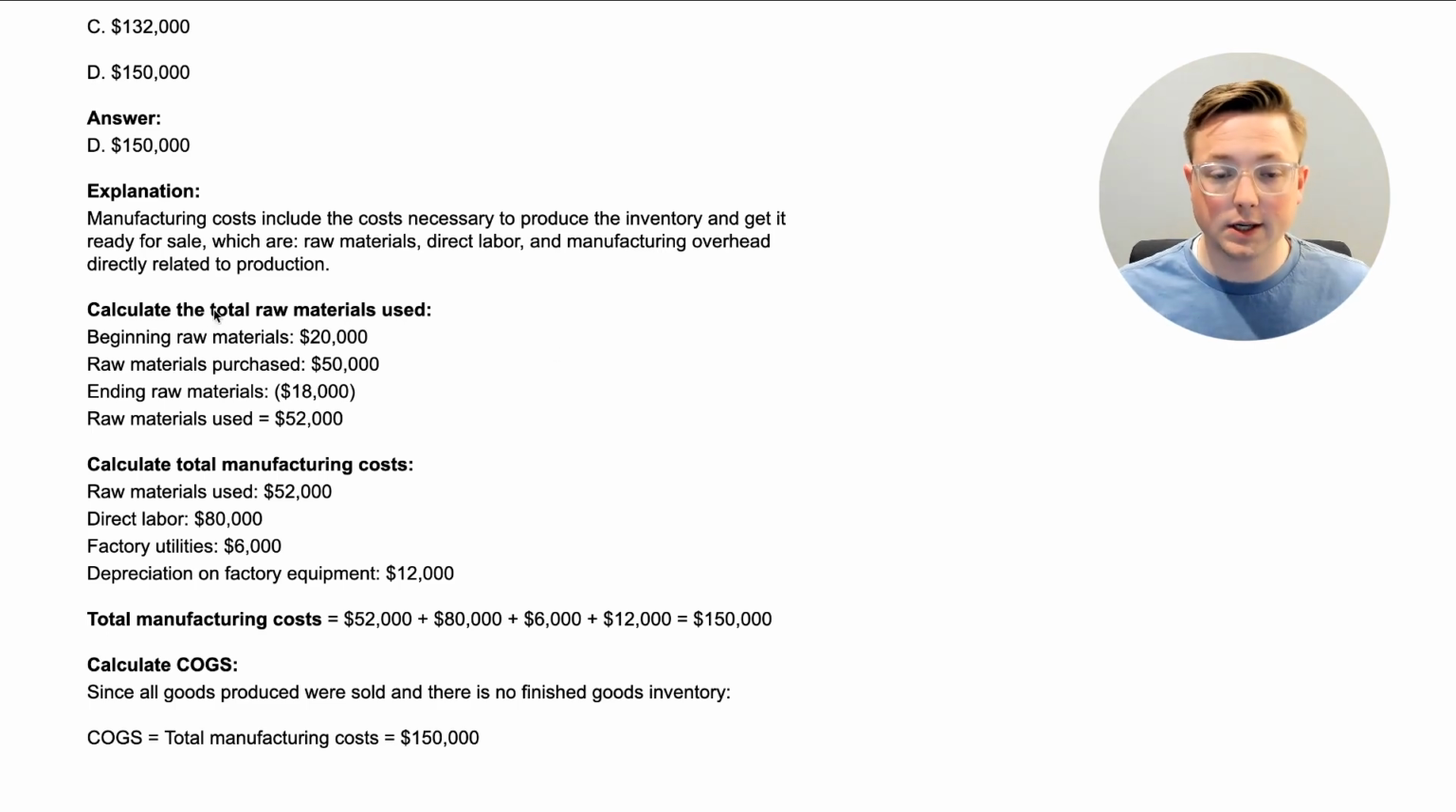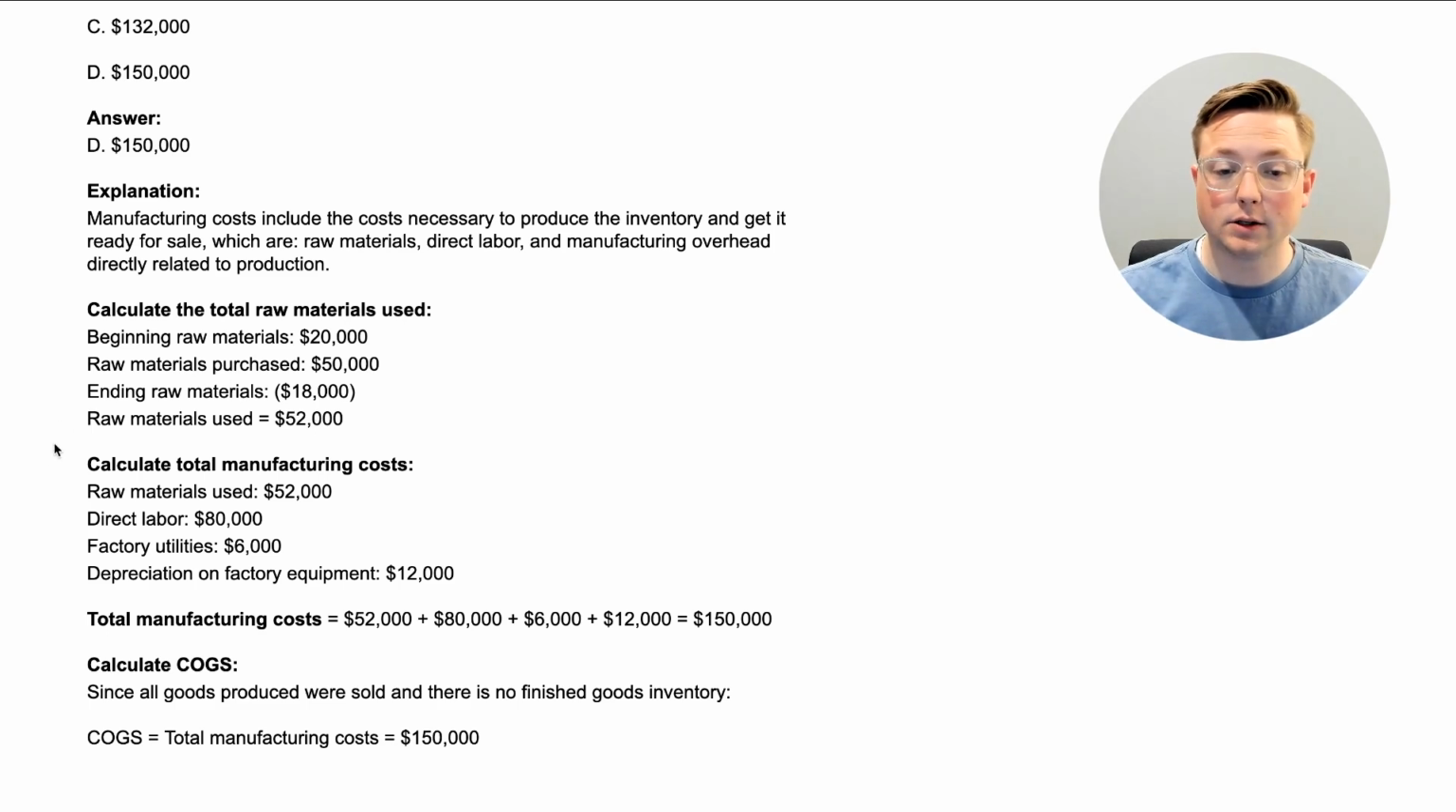So let's walk through this. First, we have to calculate the total raw materials used. The beginning raw materials was $20,000. We add the purchases, so that's $70,000, but we know we ended with $18,000. So that means that we used $52,000 of raw materials to create the inventory.